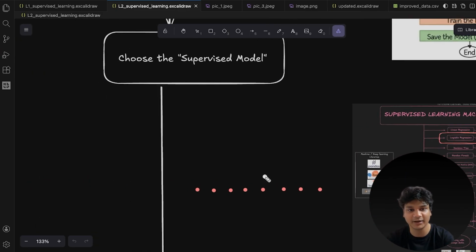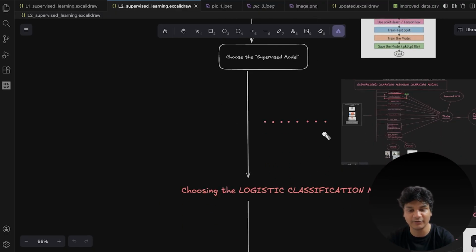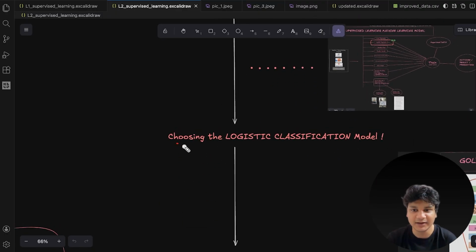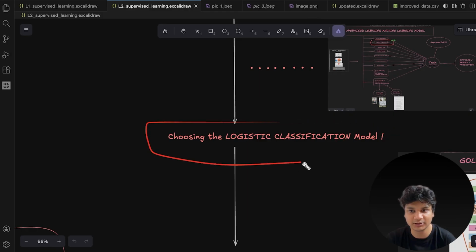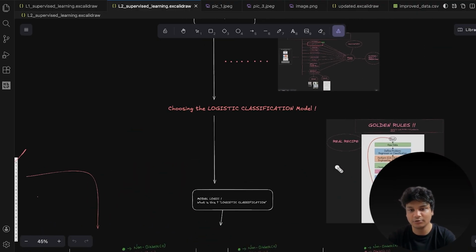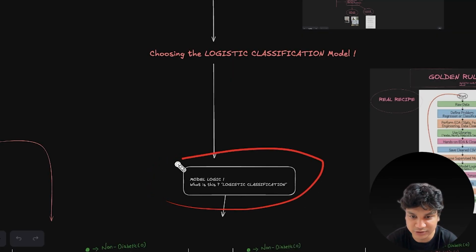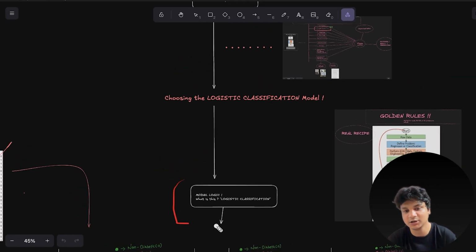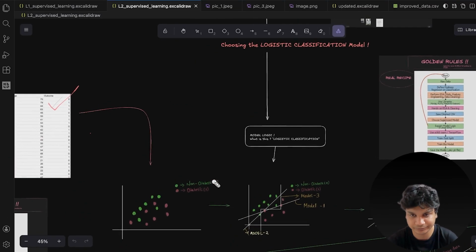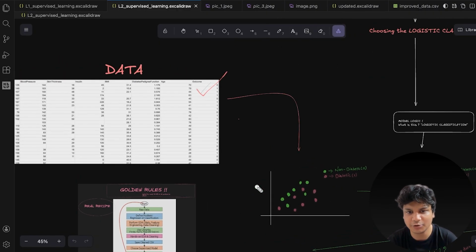So again, moving back to the golden rule. We have selected our supervised model, the logistic regression model. Yes, we have selected the supervised algorithm, the logistic classification algorithm, and we are good to go. Now let's understand the logic of why we have chosen this logistic classification. Just take a guess: because we need to do the classification.